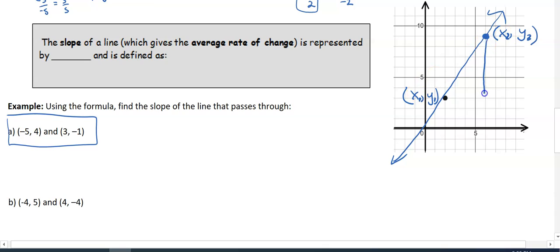So how did I create and find this vertical distance? Well, I took this second y and I subtracted the first y. And how did I find this horizontal distance between these 2 points? Well, I took my second x and I subtracted my first x. And so that's part of the formula for calculating slope. Once you have those numbers, you now just take your rise and divide it by your run.